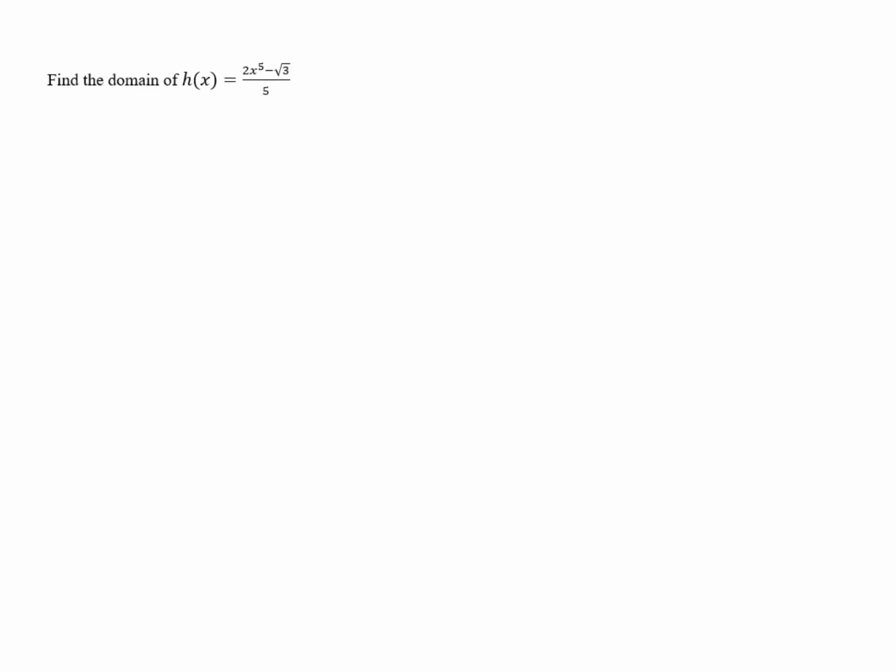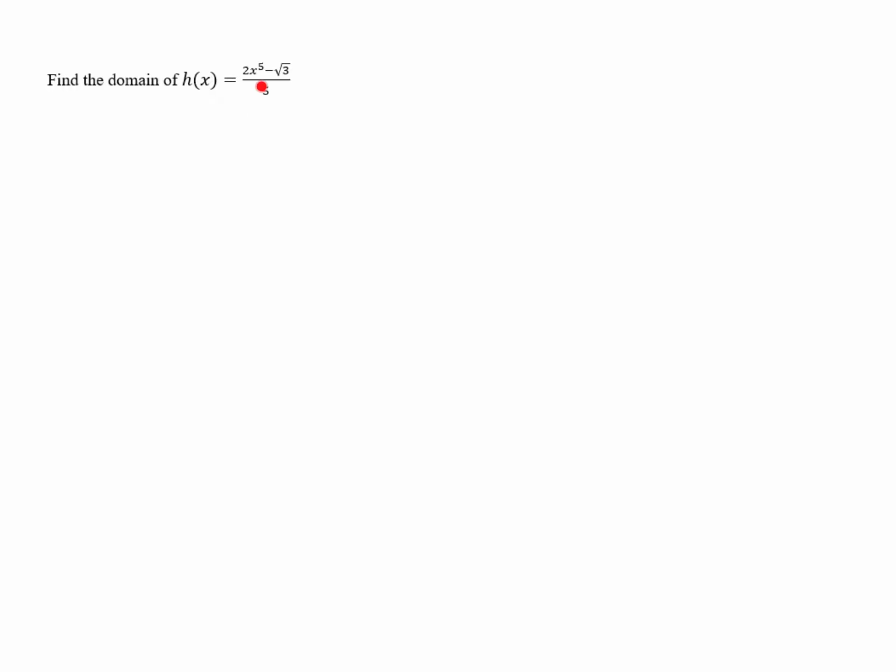Find the domain of h of x equals (2x to the fifth minus the square root of 3) over 5. Now, at first glance, you might think that we have to be nervous about denominators equaling zero and taking square roots of negatives when we're looking at the domain, but I want to point something out.